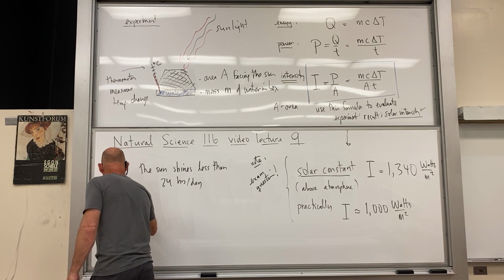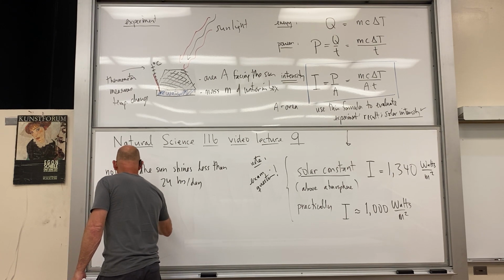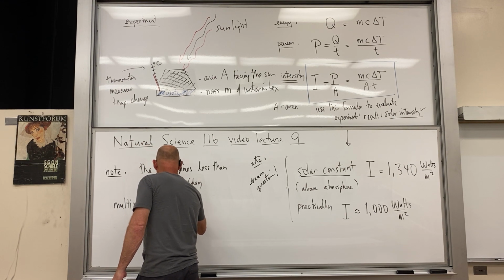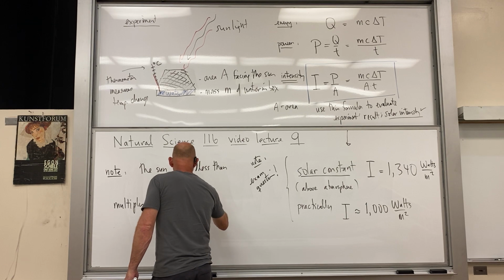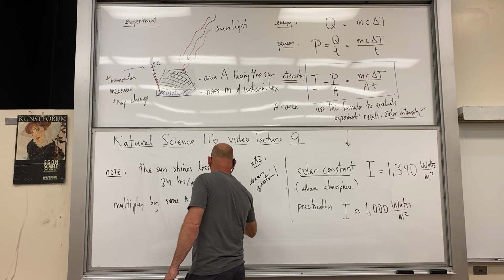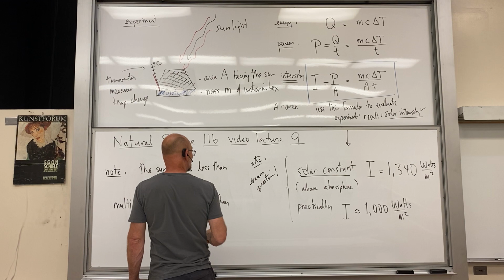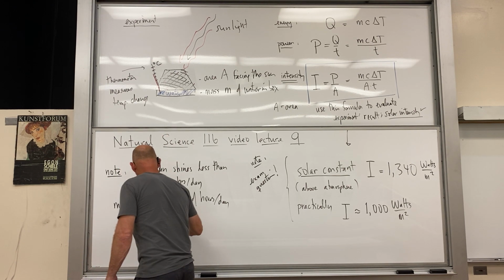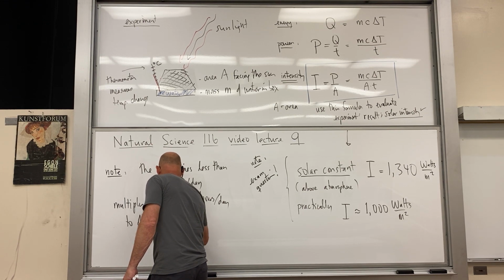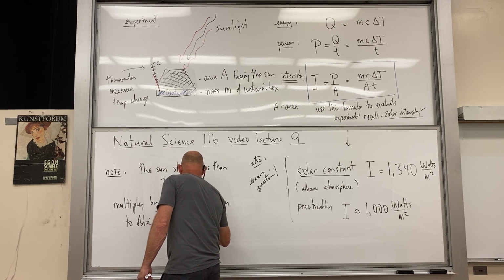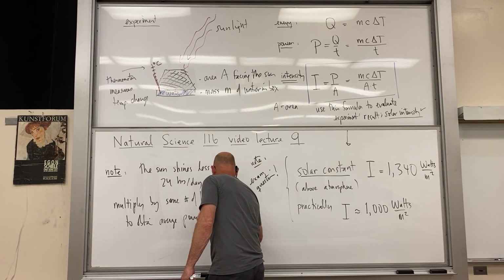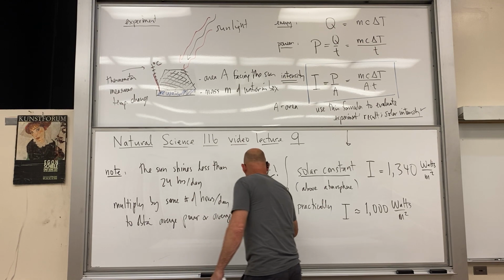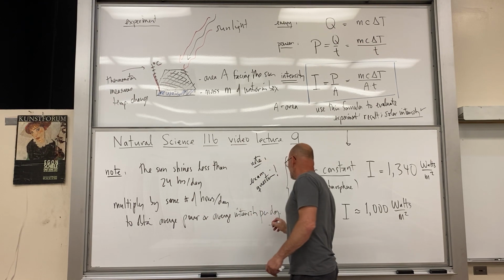Multiply by some number of hours per day, and then we could get the amount of energy to obtain average power or average intensity per day.